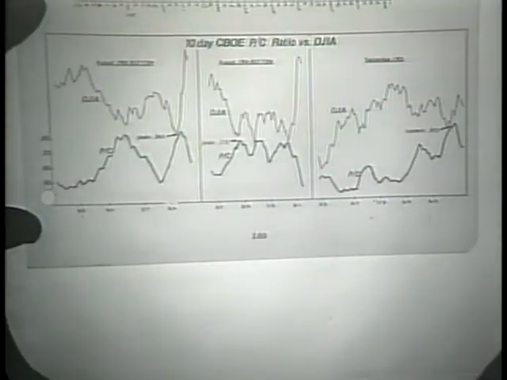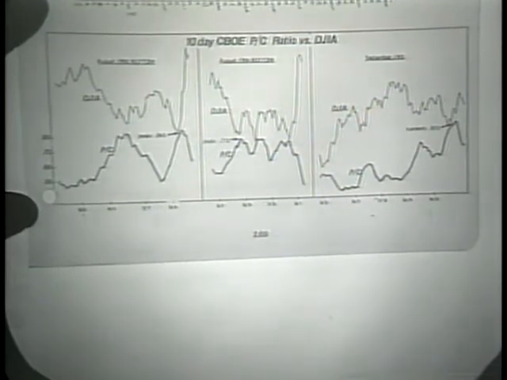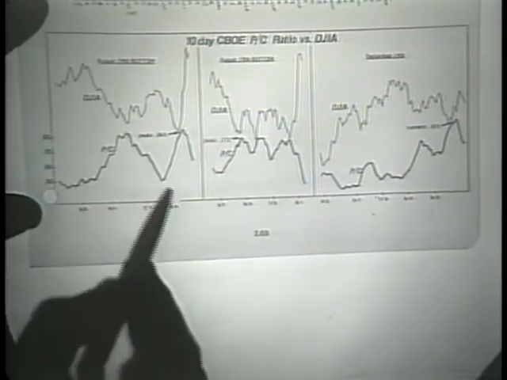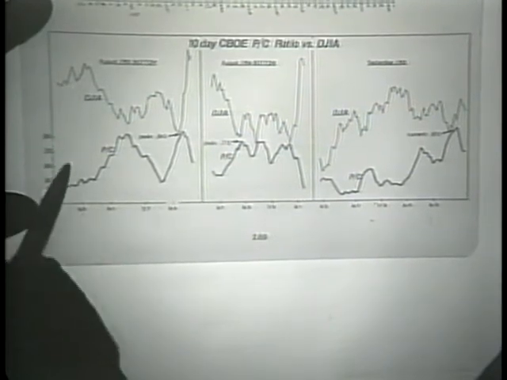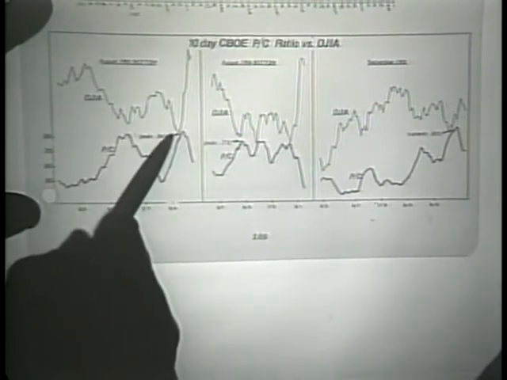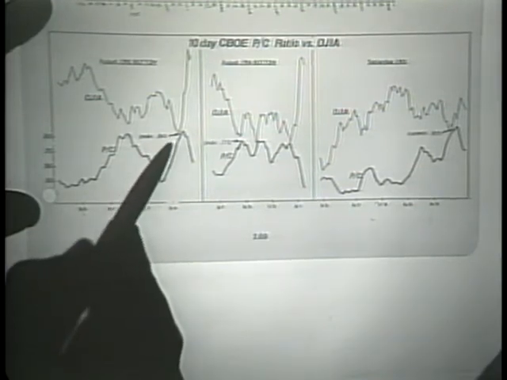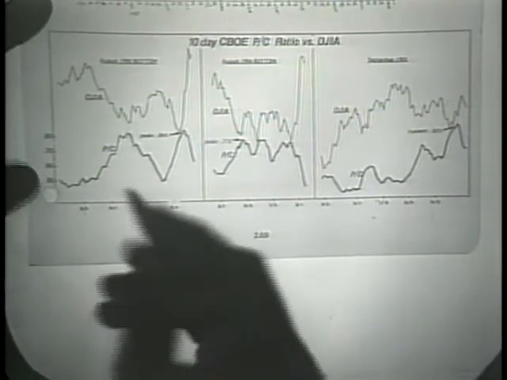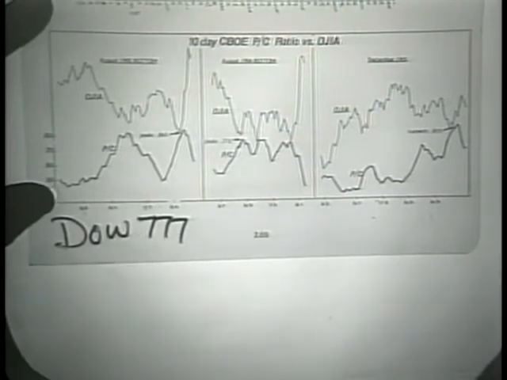Now additionally, this lower chart also appeared in the letter. This is a 10-day moving average of the CBOE put-call ratio on the bottom. The upper line is the Dow. Let's take a look at some of these numbers. Here's the August 82 bottom. This is at the end of a 16-year bear market, and the 10-day put-call ratio peaked at 84. That's a pretty impressive number. And the Dow, by the way, was at 777.